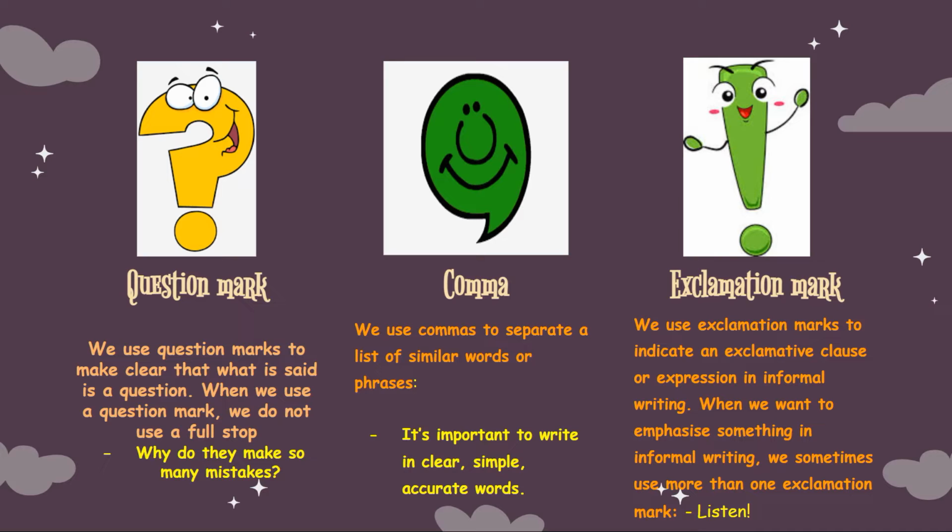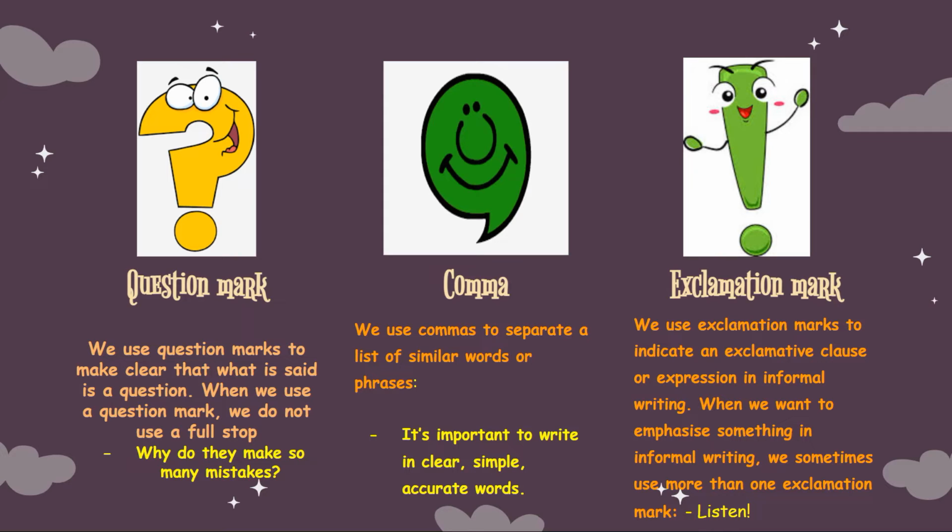The second one is comma. We use commas to separate a list of similar words or phrases. For example, it's important to write in clear, simple, accurate words.